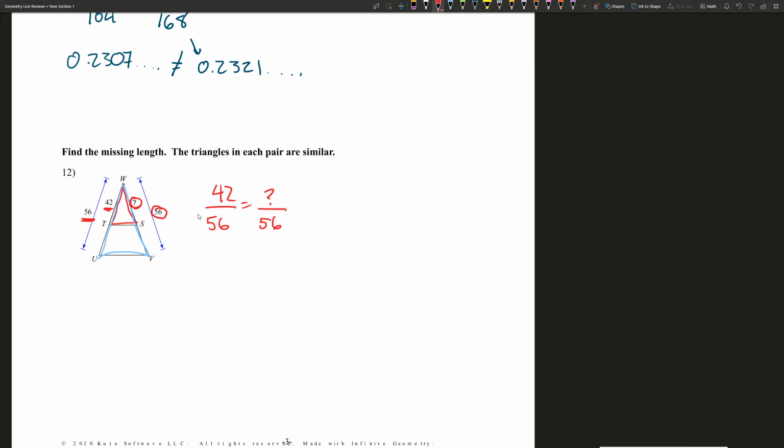Now, if you just look at this, you don't really have to do any math here because you know that if this bigger triangle is isosceles, right, both sides are 56, then this smaller triangle also must be isosceles. So this question mark has to equal 42. And then you're done. That's your answer. Now, if it wasn't isosceles, then you'd have to multiply out the 56 and simplify, but they're isosceles, so you don't have to do any more work.